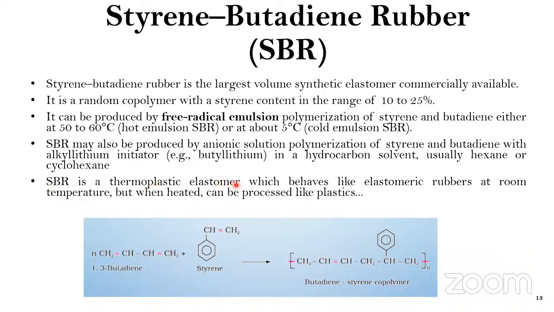It is a thermoplastic elastomer which behaves just like an elastomeric rubber at room temperature, but when it is heated it can be processed like a plastic. At room temperature, SBR will behave like an elastomer or rubber. But when you provide temperature, it will behave like a plastic, as styrene is a plastic and 1,3-butadiene is the monomer that we take for the preparation of butadiene rubber. You know, butadiene is a rubber.